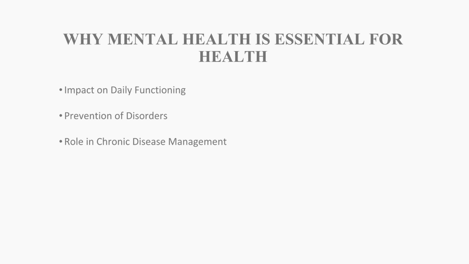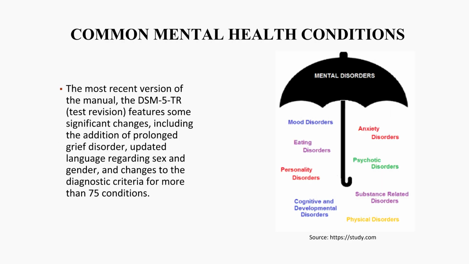Now we are going to discuss the common mental health conditions. There are hundreds of mental illnesses listed in the 5th edition of the Diagnostic and Statistical Manual of Mental Disorders, that is DSM-5, the American Psychiatric Association's diagnostic manual. The DSM-5 puts illnesses into categories based on their diagnostic criteria.